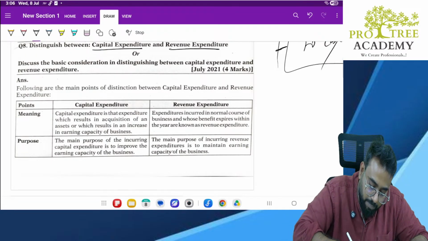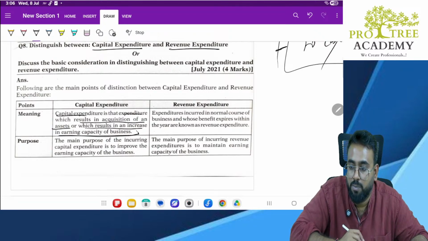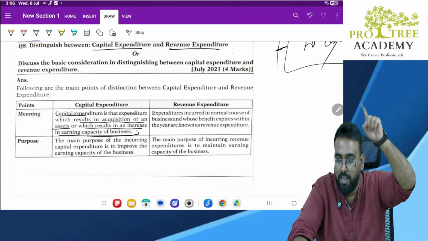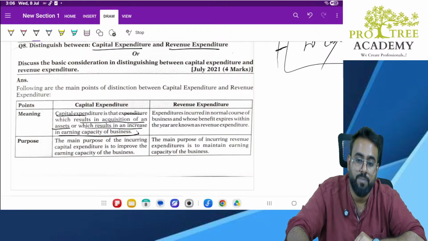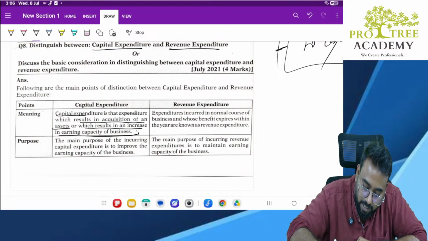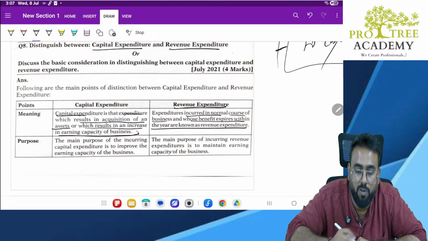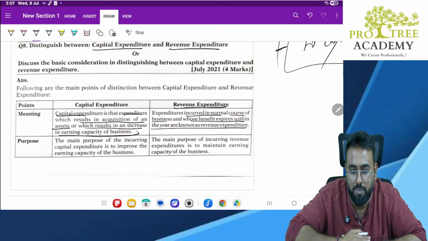Clear? So capital expenditure is that expenditure which results in acquisition of an asset or which results in increase in earning capacity of the business. So that is why I told you whenever capital expenditure definition gets fulfilled, next go to test the definition of assets. Correct or no? Everybody remembers? Next, revenue expenditure. Expenditure incurred in normal course of business and whose benefit expires within the year are known as revenue expenditure. Clear? Within the year means 12 months.